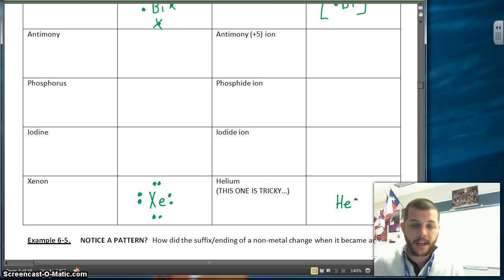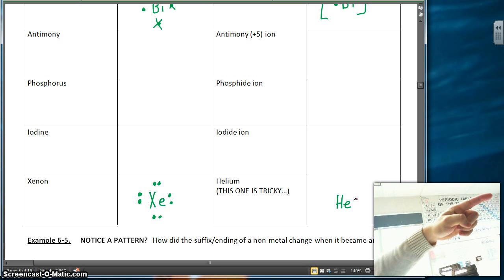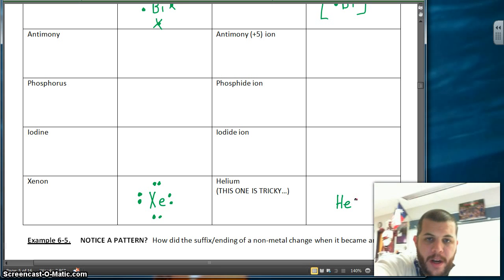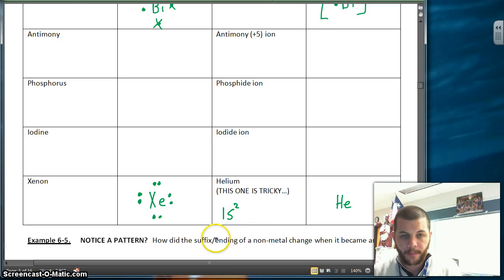Now remember, helium is way up here on the periodic table. Helium's going to be a bit of a weird one, because if we draw the electron configuration of helium, it's only 1s2. That's the electron configuration for helium. So what that tells me is that there's no p electrons at all. There's only s electrons.